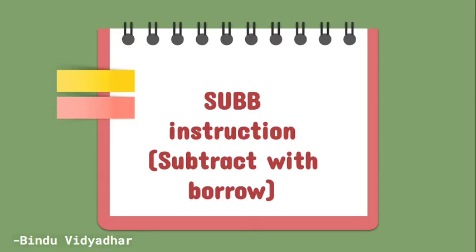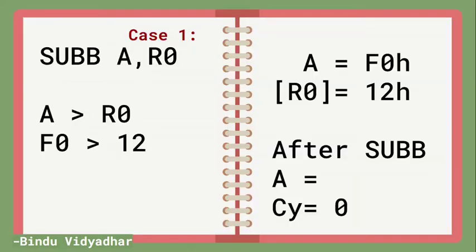We'll see how the SUBB instruction works in 8051. In the first case, let's clear the borrow, that is the carry bit, and subtract 12 from F0. The result is DE with no borrow. If a borrow is required, the carry flag turns to 1.